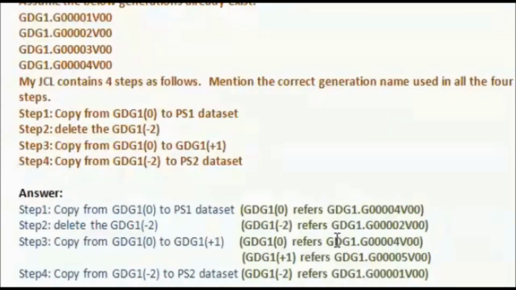In step 3, I copy the GDG1 of 0 to GDG1 of +1. GDG1 of 0 refers to GDG1.G4. GDG1 of +1 refers to GDG1.G5. In step 4, I copy from GDG1 of -2 to PS2 dataset. Here GDG1 of -2 refers to the GDG1.G1 version.